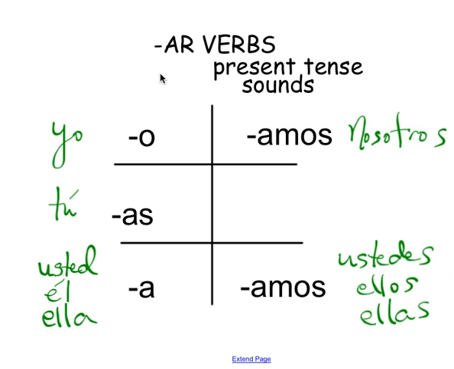Most verbs are AR. And as you can see, the sounds are o, as, a, amos, an. And they correspond with certain subjects. Yo, o; tú, as; usted, él, ella, a; nosotros, amos. And an corresponds with ustedes, ellos, and ellas.